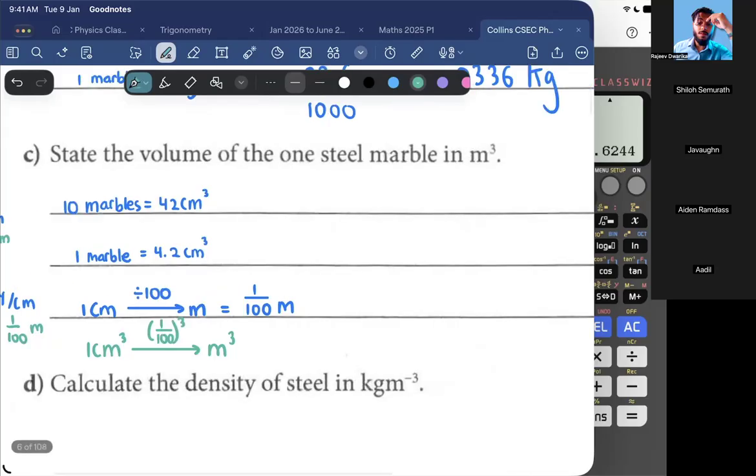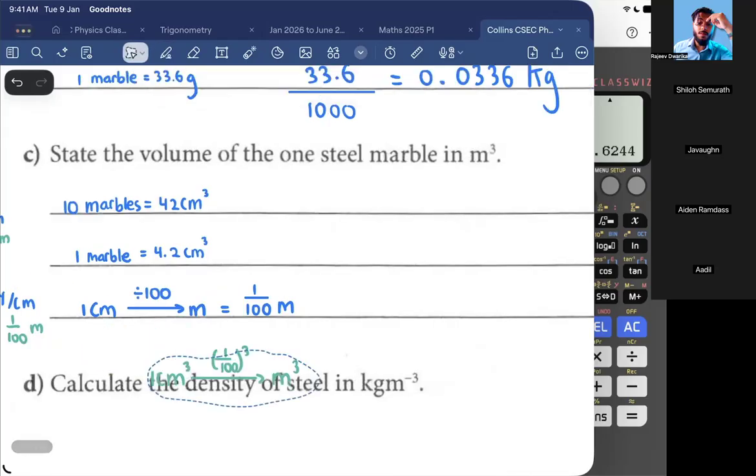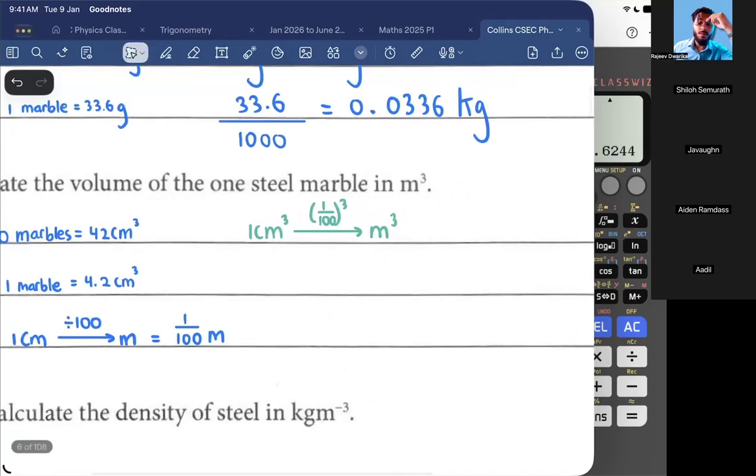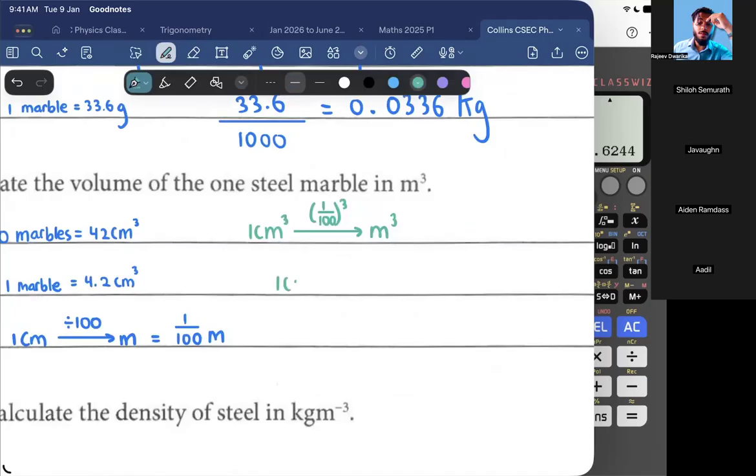So if you want to convert from cm cube to meter cube, you gotta multiply by 1 over what? Tell me, Javon, how would I figure that out? So 1 over 100 cube, what's that? What is 1 over 100 cube?